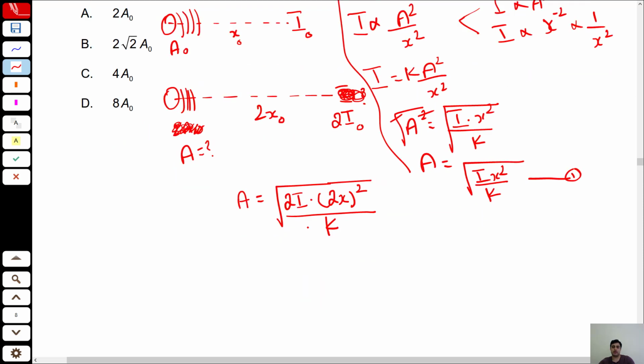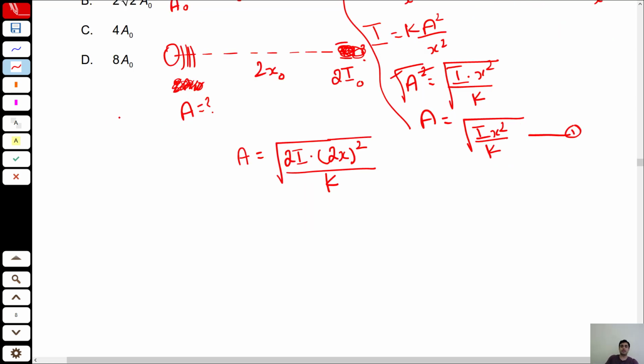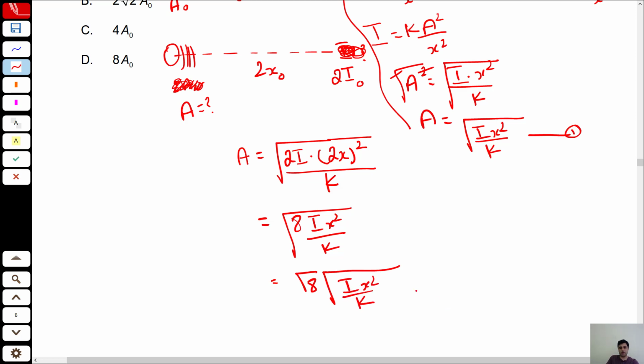So we just need to replace I and x by the new terms, and then try to write this A in terms of the original amplitude. As you can see, 2 squared is 4, 4 times 2 is 8, so we will have 8 here, then we will have I x squared over k. Now we have to take the square root of 8 out, so we can do something like this. Okay, this is correct, using indices.